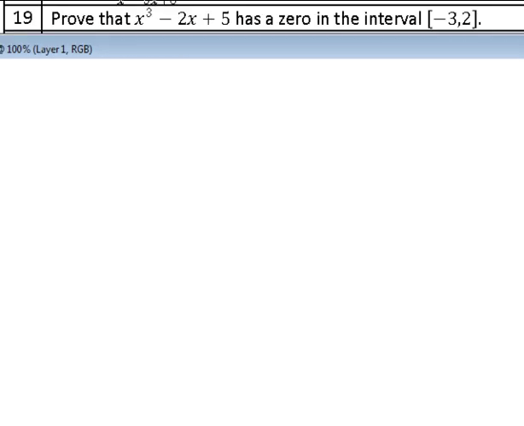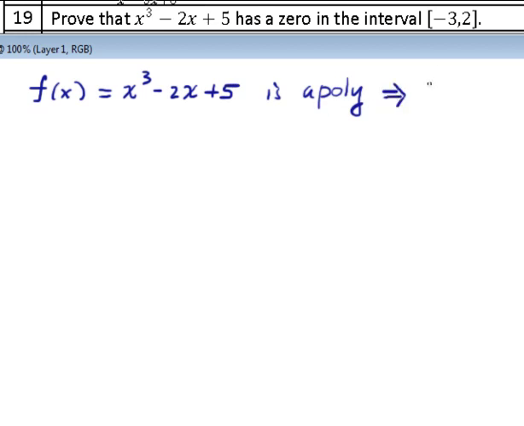In number 19, we want to prove that x cubed minus 2x plus 5 has a 0, that means is equal to 0, somewhere in the interval between minus 3 and 2. All right, so we want to try to use the intermediate value theorem. The intermediate value theorem can be applied to functions that are continuous on the interval that we're looking at. So first, we have to say that f of x equal to x cubed minus 2x plus 5 is a polynomial, and polynomials are continuous on the entire x-axis. So it's a polynomial, which implies it's continuous.